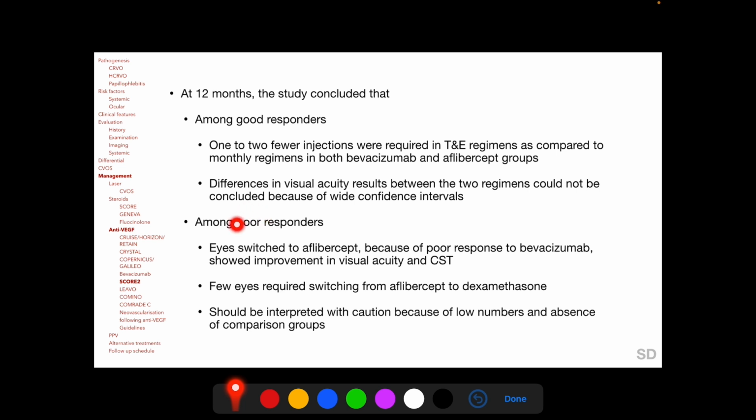And among poor responders at the end of the initial 6 months, eyes switched to aflibercept because of poor response to bevacizumab showed improvement in both visual acuity and central subfoveal thickness, and only a few eyes, that is 8% of eyes in the original aflibercept group, required switching to dexamethasone.